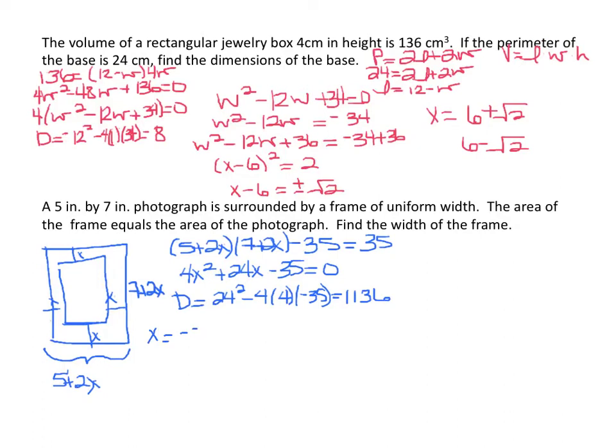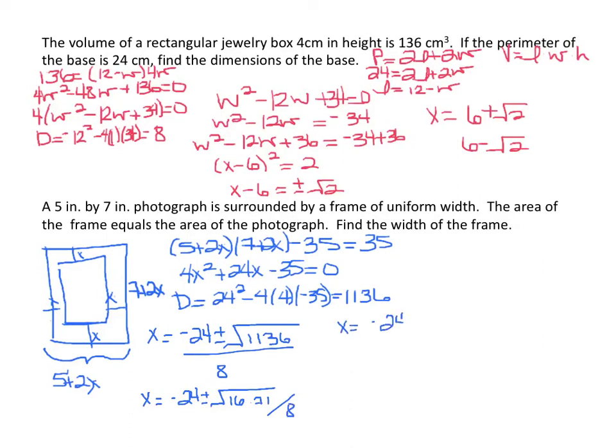So that's negative b plus or minus the square root of the discriminant over 2a, which in this case is 8. Now, 1,136 is 16 times 71. And then I can reduce this. Everything's divisible by 4, so this becomes a 2. This goes away, and then 24 divided by 4 is 6. And I guess I should have written that better. This whole thing is divided by 2.